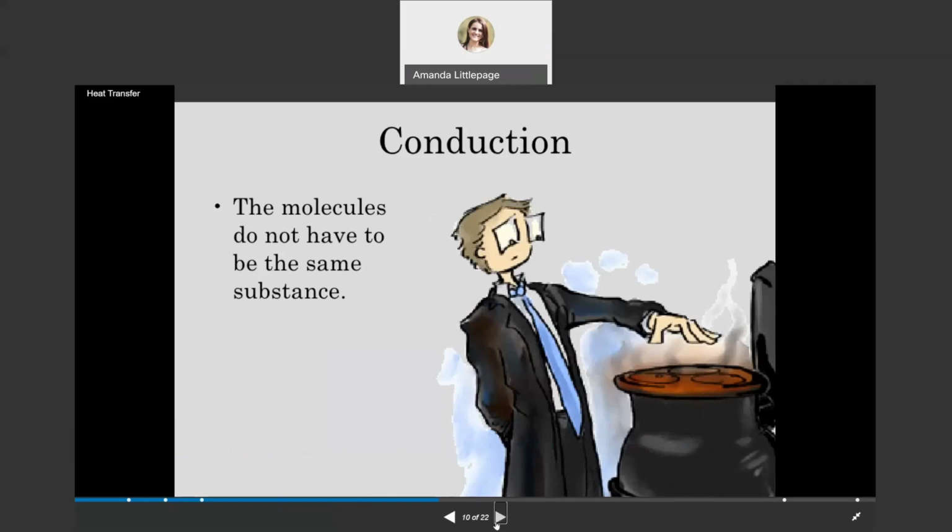Typically it is solids, but it could be solid food on a frying pan. That would be still an example of conduction. Or you could be heating soup in a pot on the stove. Soup would still be considered a liquid, but it is still warming because of conduction of thermal energy through the pot.